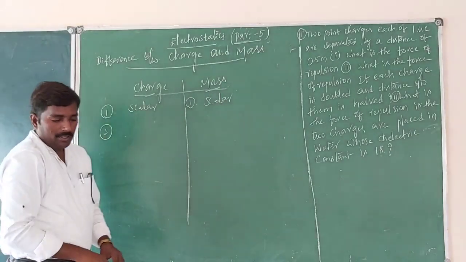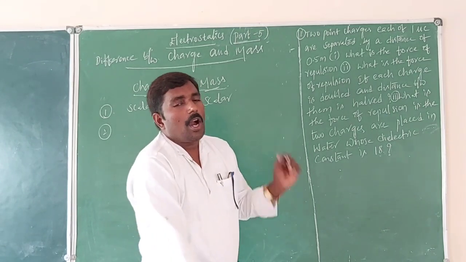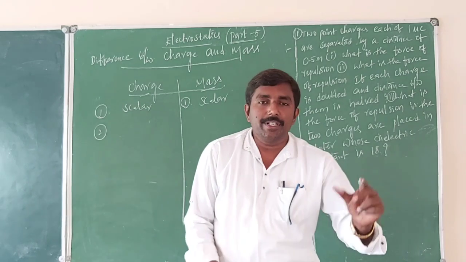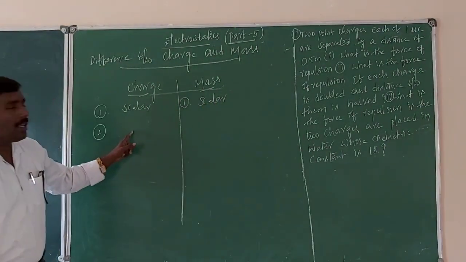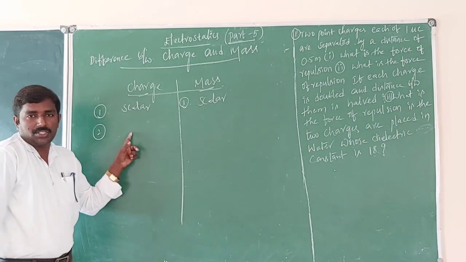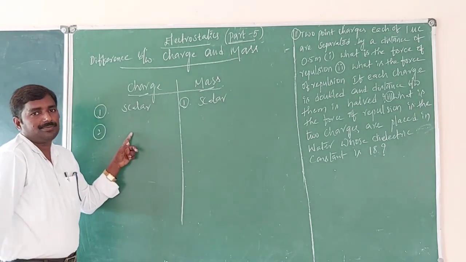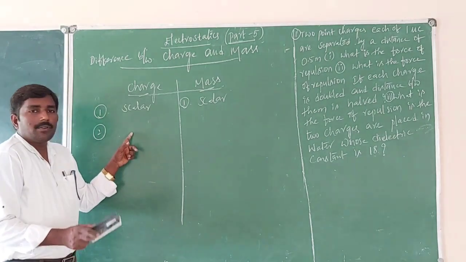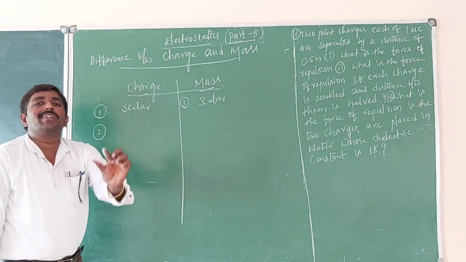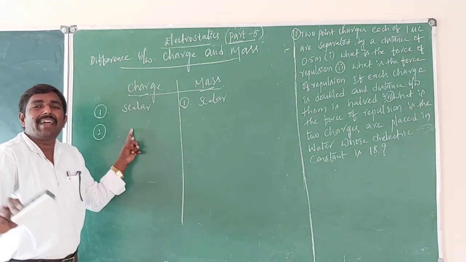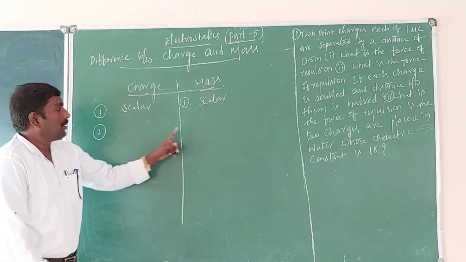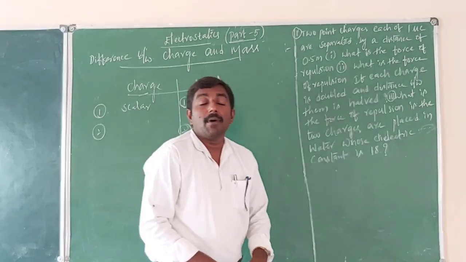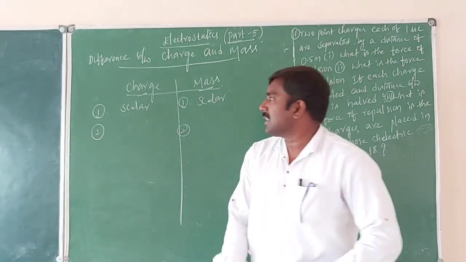Okay, next. Charge of the body does not vary due to its motion. That means whenever charge is in motion, its magnitude does not change. Mass varies with increasing velocity.